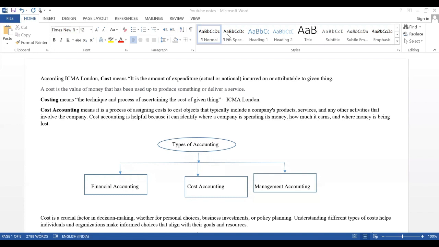And next is management accounting. Management accounting is purely to help the management take particular decisions. So it includes every aspect like financial, cost, cash flows, fund flows. Based on that, the management is taking decisions. So those things will come under your management accounting.